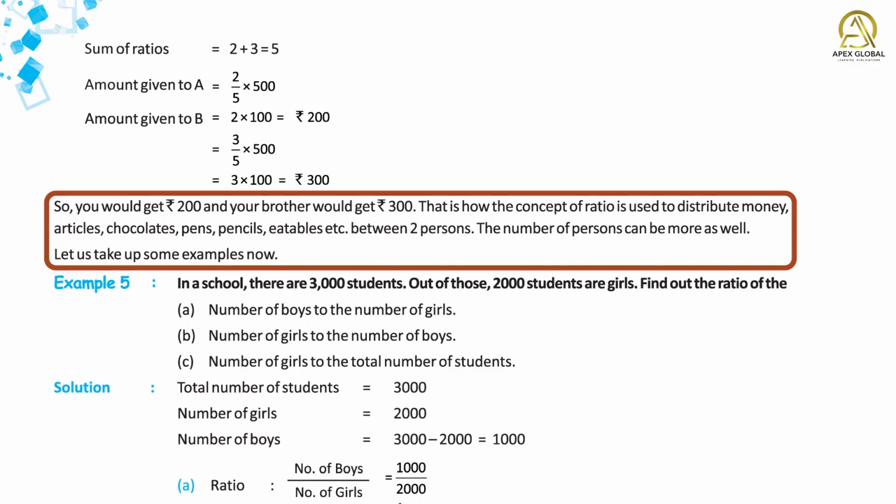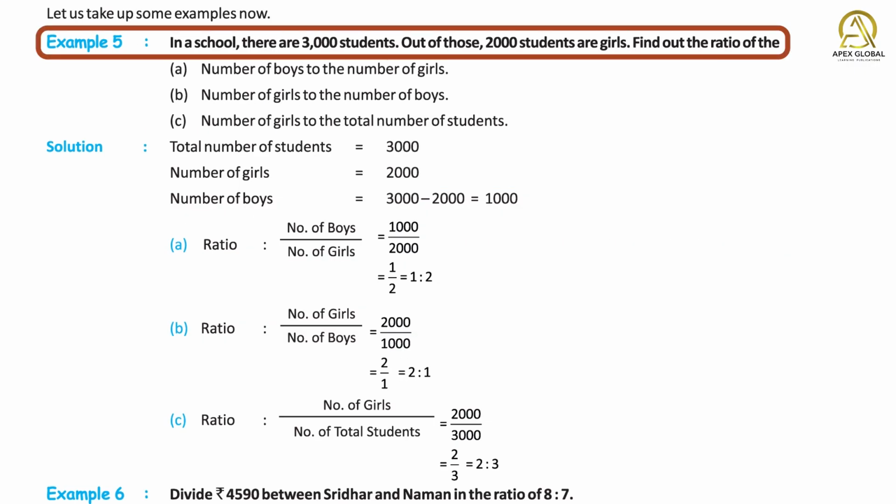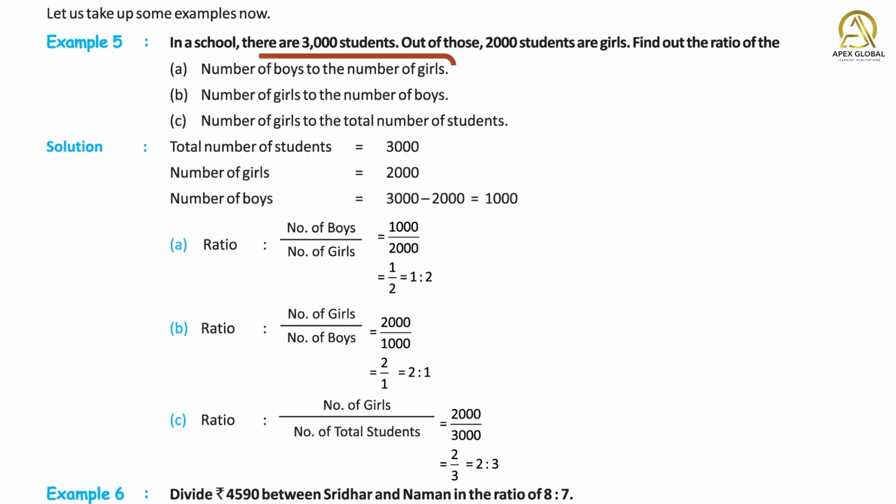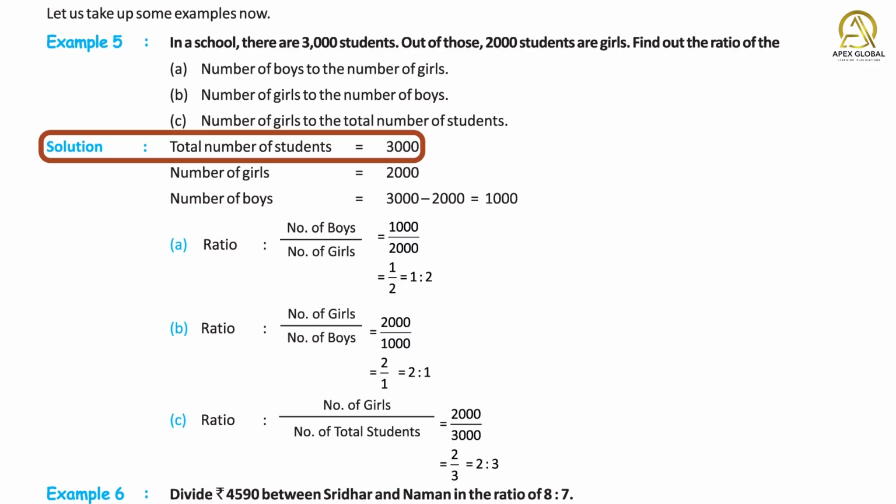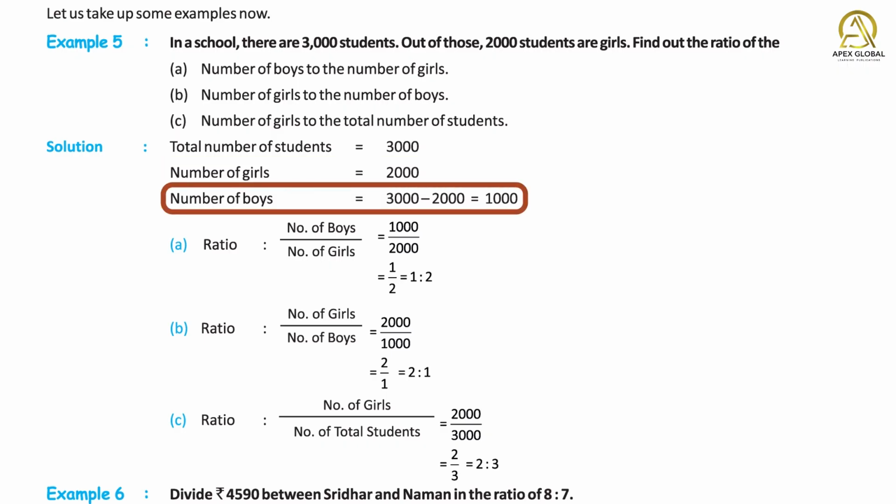Let us take up some examples now. Example 5. In a school, there are 3,000 students. Out of those, 2,000 students are girls. Find out the ratio of A. Number of boys to the number of girls. B. Number of girls to the number of boys. C. Number of girls to the total number of students. Solution. Total number of students equals 3,000. Number of girls equals 2,000. Number of boys equals 3,000 minus 2,000 equals 1,000.